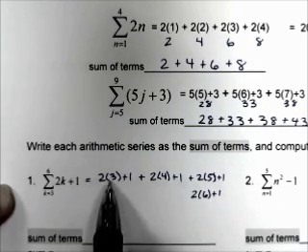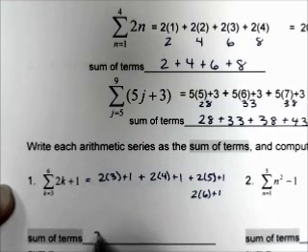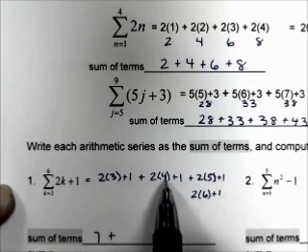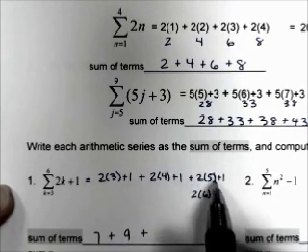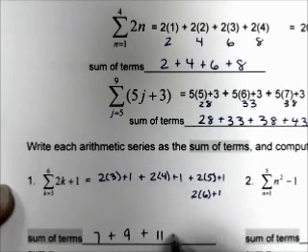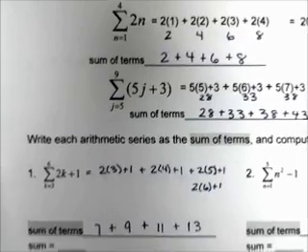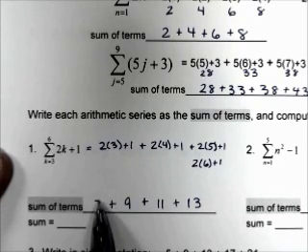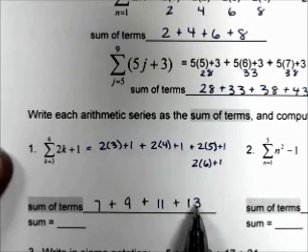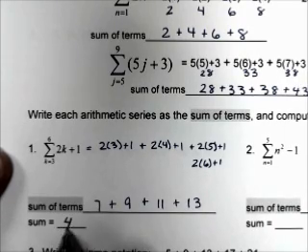2 times 3 is 6 plus 1 is 7. 2 times 4 is 8 plus 1 is 9. 2 times 5 is 10 plus 1 is 11. And 2 times 6 is 12 plus 1 is 13. So the sum of terms, 7 plus 9 plus 11 plus 13. And then the actual sum, 7 plus 13 is 20, and 9 plus 11 is 20. 20 and 20 is 40.